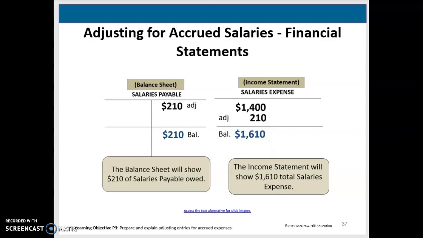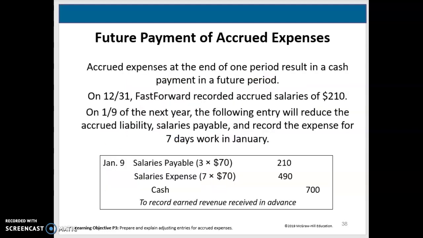So we know at some point we have to pay them that money, right? So when we pay them, we're going to be paying them the payable, that's $210, plus the rest of the week that we pay for in January. So that's what we're going to see in this next one. So it says accrued expenses at the end of one period result in a cash payment for a future period. On 12/31, so at the end of December, remember we accrued salaries of $210. We had that salaries payable we set up. But on payday, which is January 9th of the next year, we are actually going to pay them. So we have to pay them that $210 plus the rest of the work that they worked.